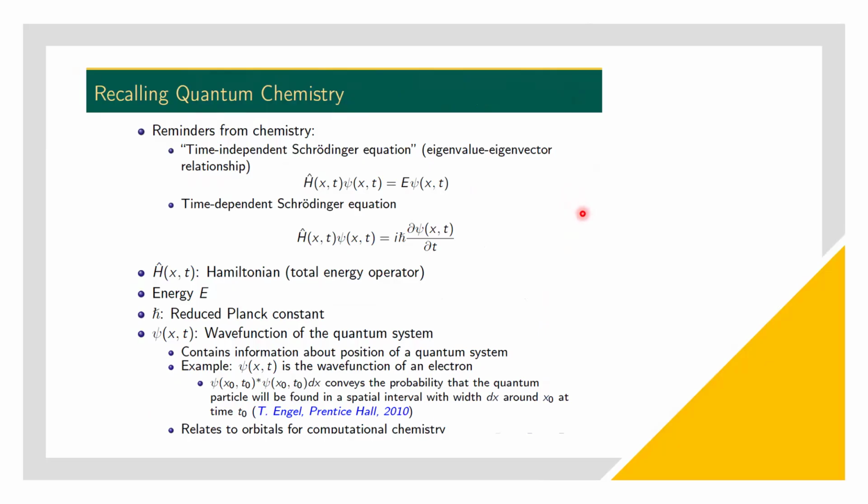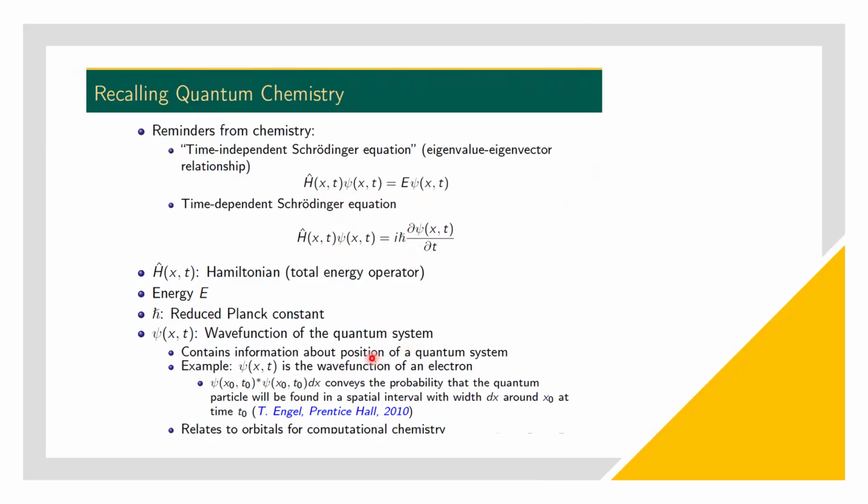and then what we're going to be using in this tutorial. As some reminders, if you took a quantum chemistry class in your past, you probably learned about the time-independent Schrodinger equation, which is really this eigenvalue-eigenvector relationship that's shown here with a Hamiltonian and a wave function and the energy as an eigenvalue. And then the time-dependent Schrodinger equation, which is shown here, and it involves time evolution of the wave function.